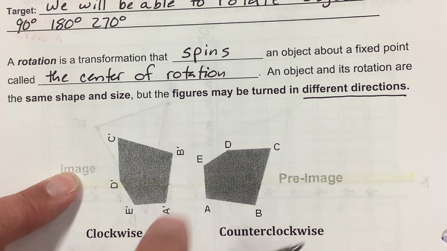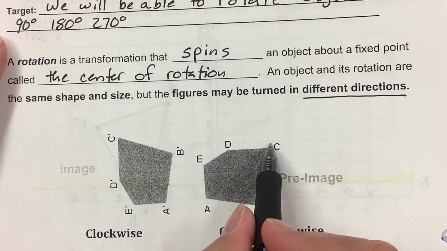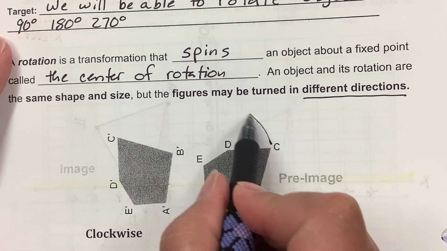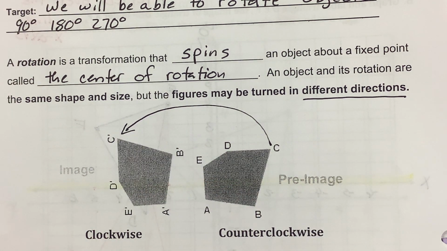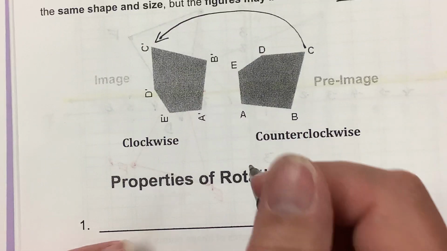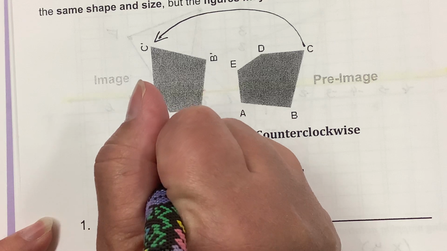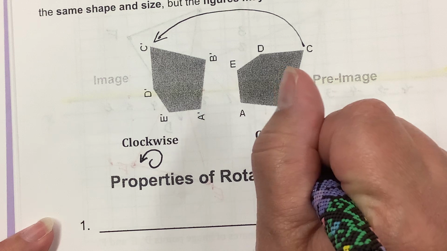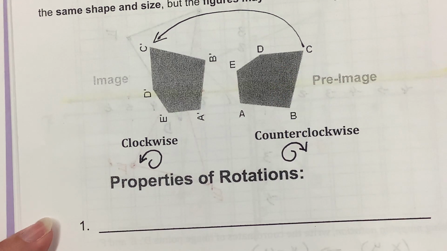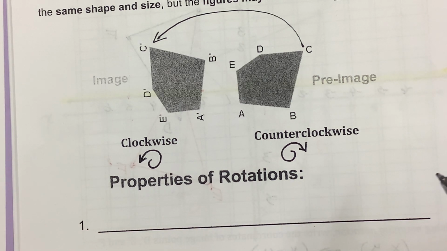So if this is where I start, let's just follow C. C went in what direction? C went that way. And it spun counterclockwise. So let's talk about these two words. Counterclockwise is when you spin to the left, and clockwise is when you're spinning to the right. In other words, clockwise follows the hands of a clock around a clock, and counterclockwise goes in the opposite direction. It's not that difficult. You'll figure this out. Honestly, you will. It's not bad.